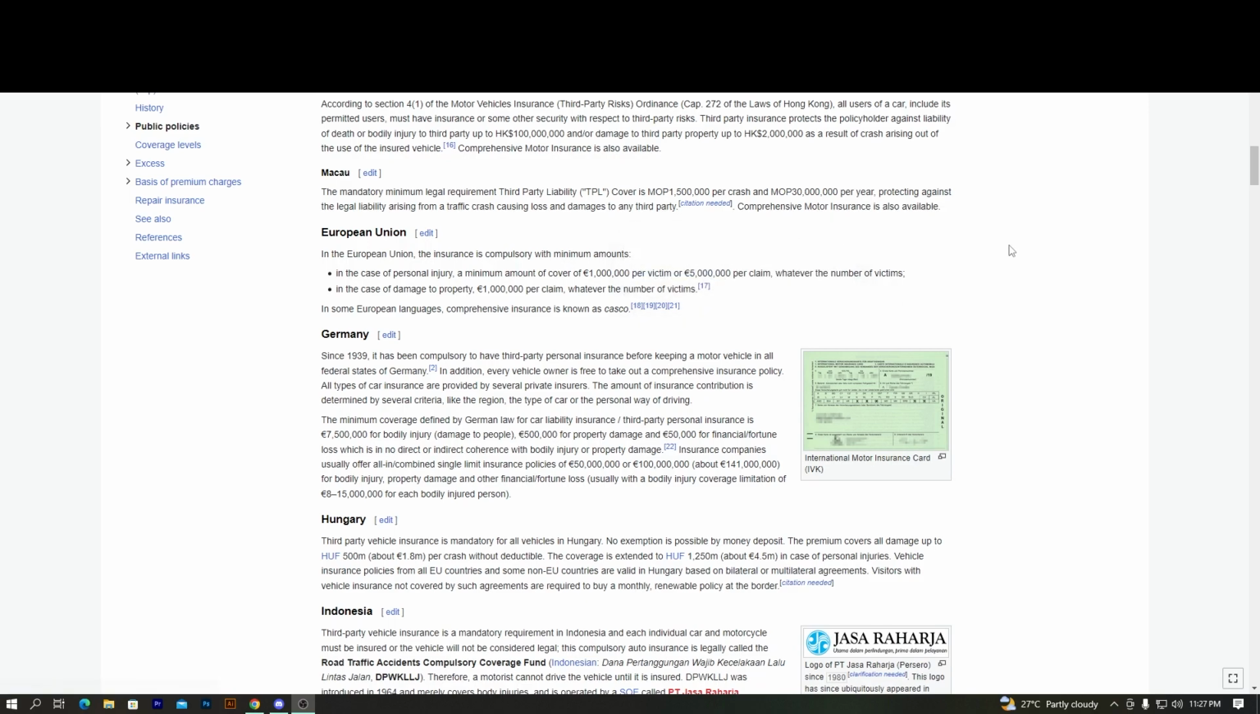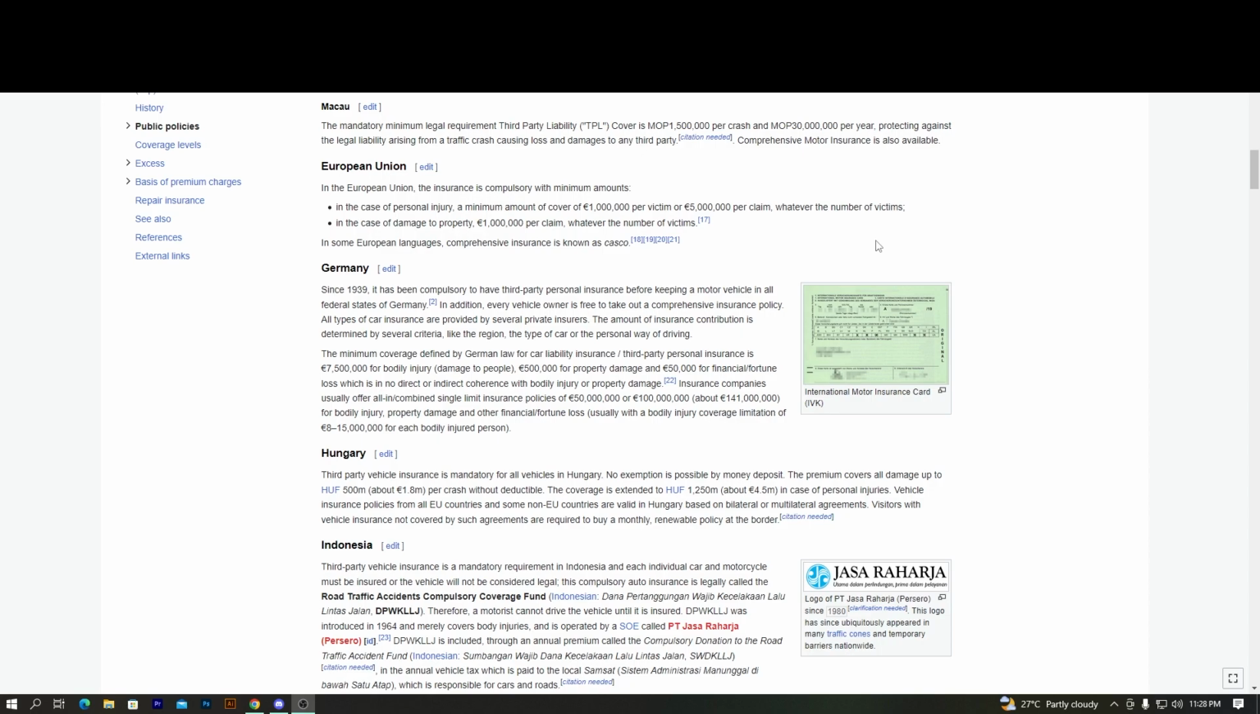The difference from province to province is the extent to which tort or no-fault is emphasized. In Germany, since 1939, it has been compulsory to have third party personal insurance before keeping a motor vehicle in all federal states of Germany. In addition, every owner is free to take out a comprehensive insurance policy. All types of car insurance are provided by several private insurers. The amount of the insurance contribution is determined by several criteria like region, the type of car, and the person who is going to drive it.